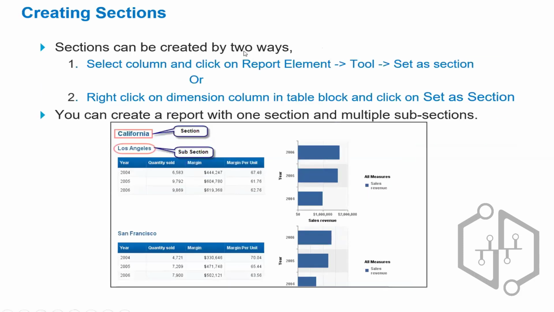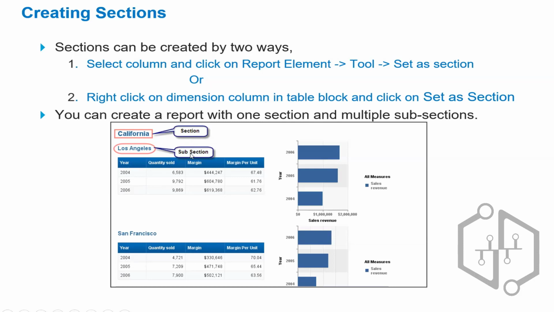We can create sections in two ways. One option is from the toolbar, where we have report elements. We select a column from the table, click on the report element tool, and set as section. Or we can directly right click on a dimension column, here state is one of the columns, in a table block and click set as section. We set the object we want as a section.